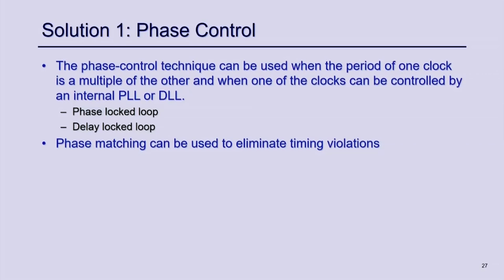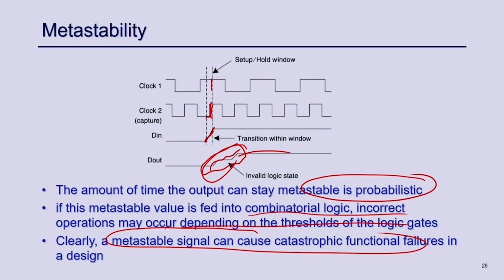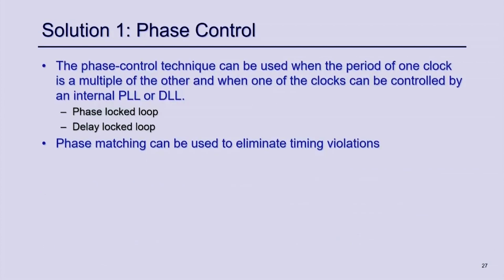There are 3 primary techniques that have to be applied to avoid this metastability when a signal is going from one clock domain to another clock domain which have a different clock period, right. So, the first technique is phase control. This is applicable when one clock is a multiple of the other, right. So, one is 100 megahertz, another is 50 megahertz.